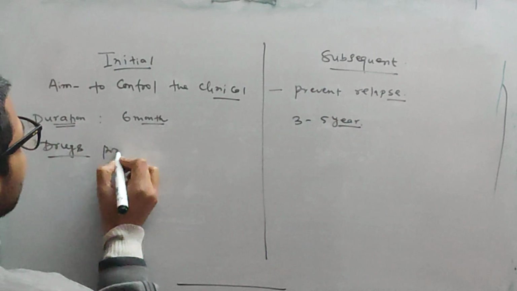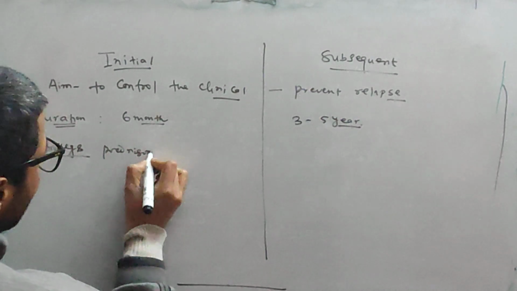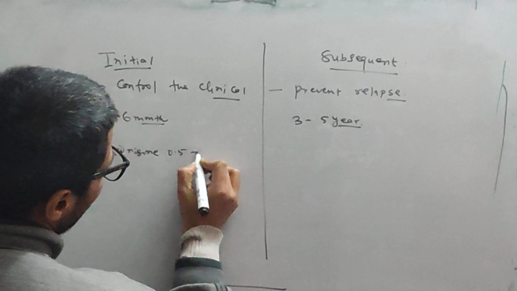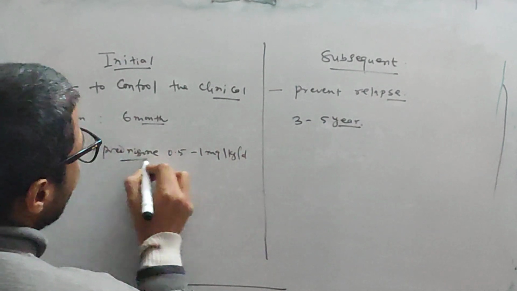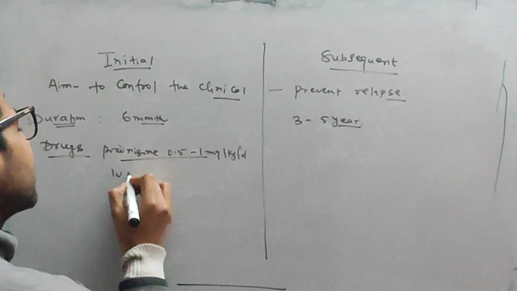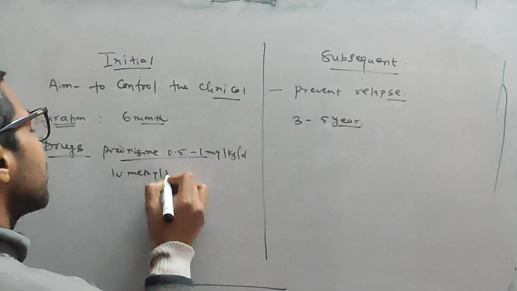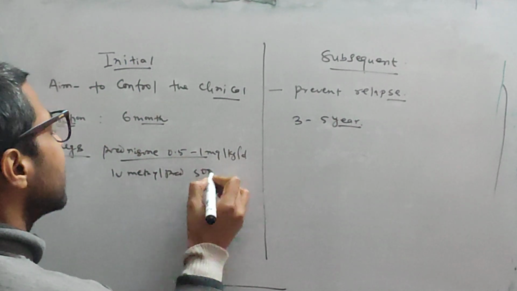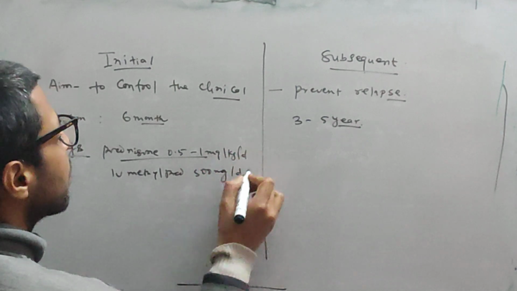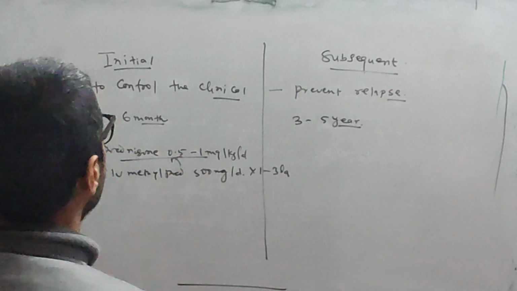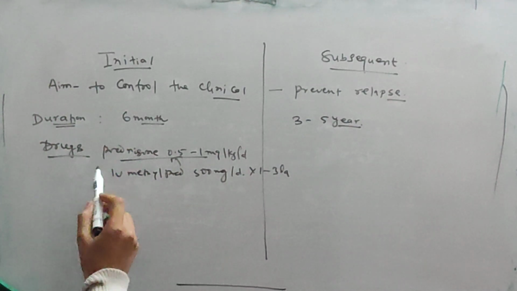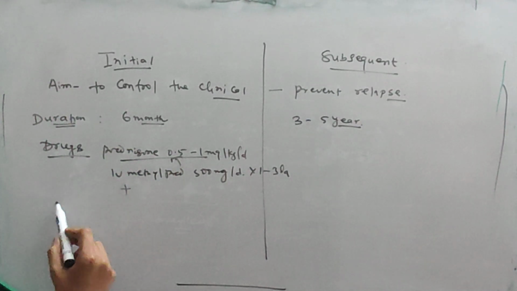So we use prednisone, glucocorticoids 0.5 to 1 mg per kg per day. We can give IV methylprednisolone, like 500 mg per day for 1 to 3 days, and then we can change to oral glucocorticoids. And in addition to prednisolone, what we give?